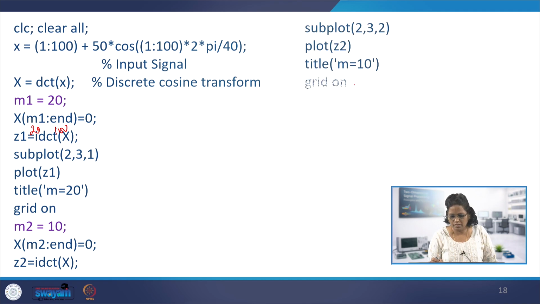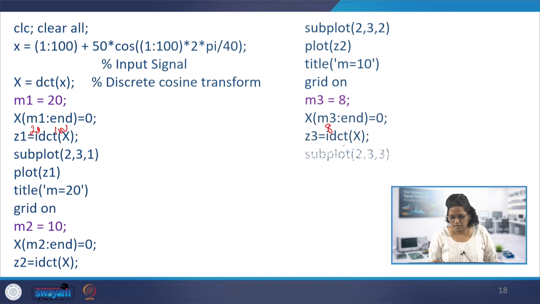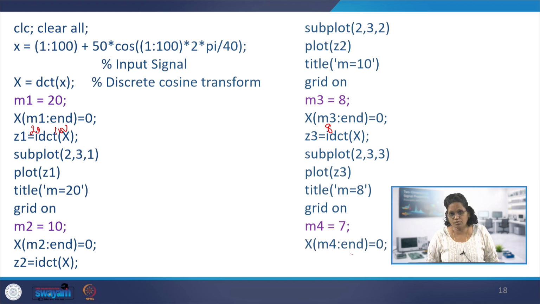And similarly, in the next case, we also made it from 8 to the end of the sequence 0. Can we successfully reconstruct it or not? And the next case is from 7 to end. We make the coefficients 0. So we keep reducing the coefficients which we are using for the reconstruction process.